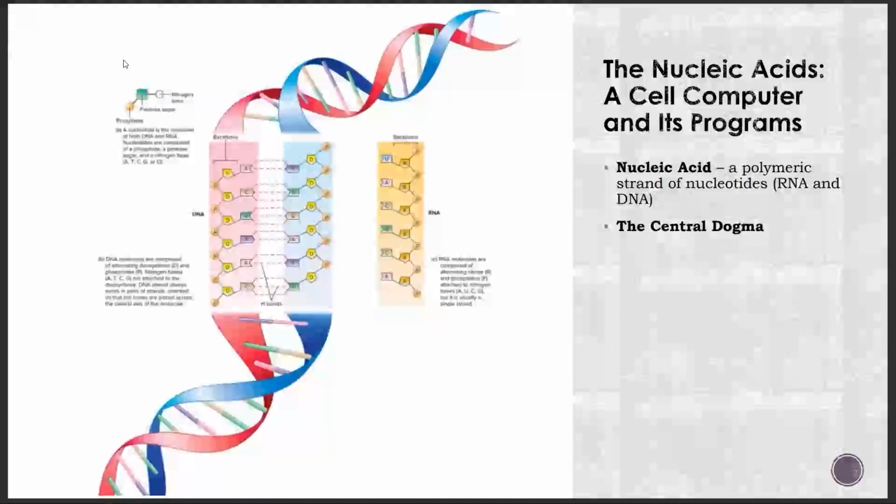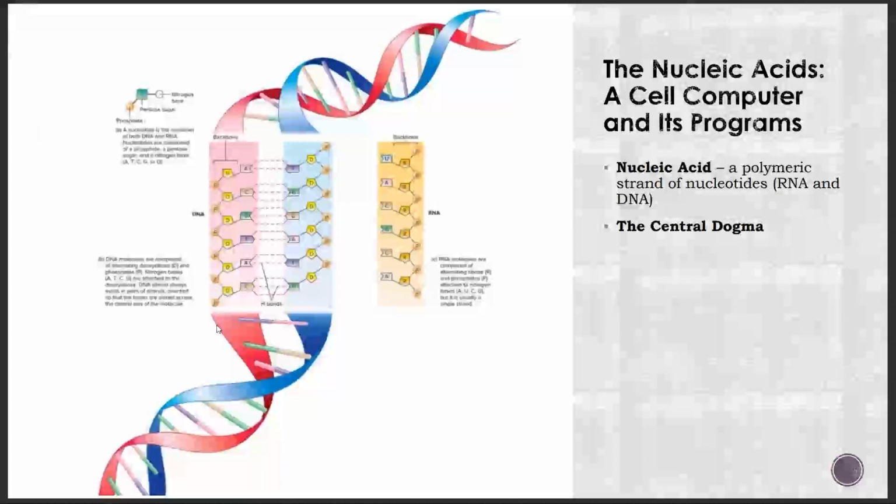Our final category of biomolecules is nucleic acids, and your book refers to them as the cell's computer and its programs, or maybe a better way to see it is the blueprint of the cell. Nucleic acids are polymers or strands of nucleic acids. They can form either DNA or RNA.